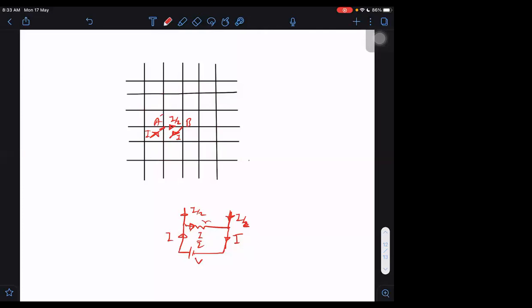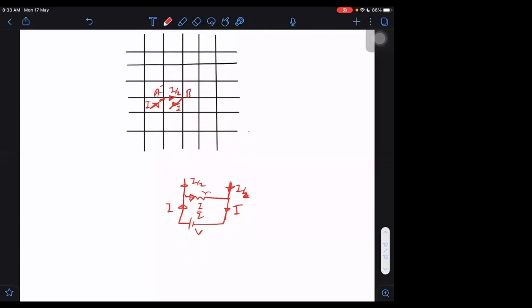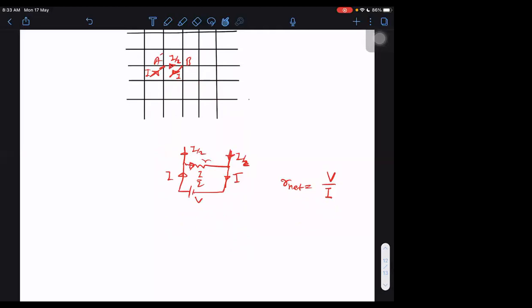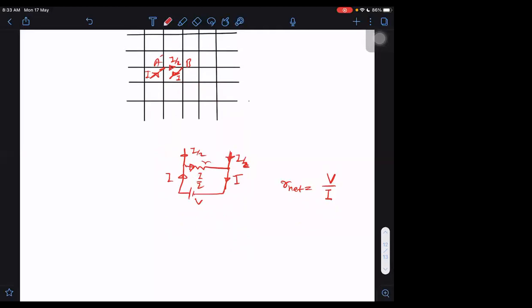Now we can easily tell what the resistance is. How to tell? We know net resistance R net is equal to net voltage upon net current. Current is I, net voltage is V. But if I apply KVL in this small loop, then I am getting V is equal to I by 2 into small r. Is it right or not? In this small loop, R by 2 will be R net.